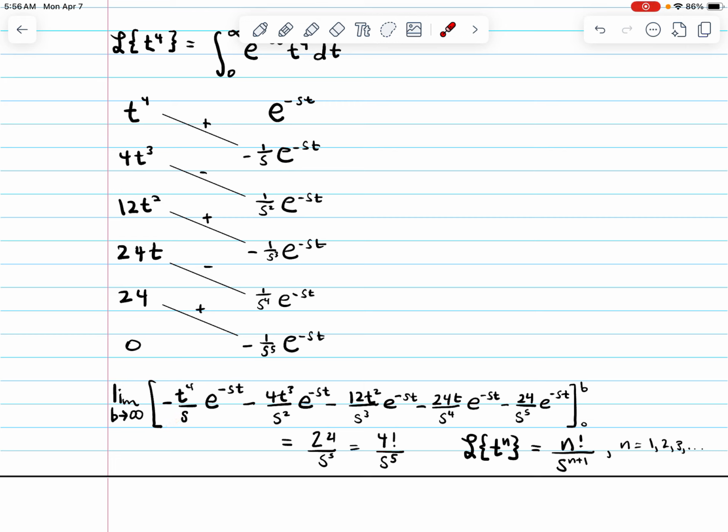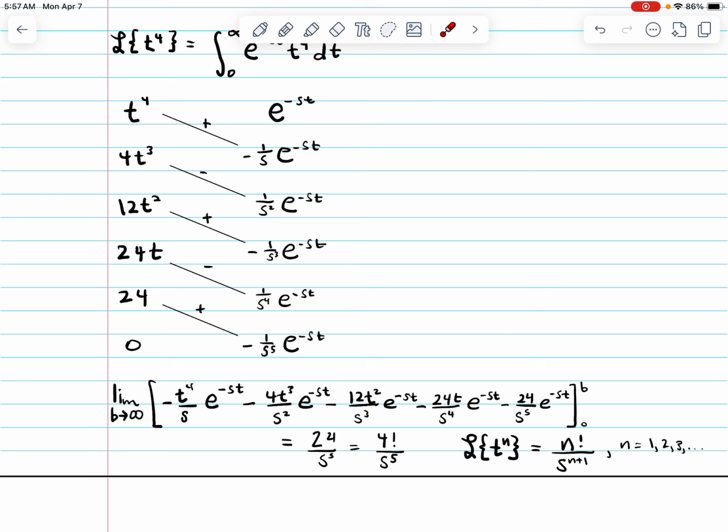Then we subtract off plugging in 0. Now when we plug in 0, this one goes to 0 because of the t. This one, and this one, and this one. The only one left standing is 24 over s to the fifth. When I just plug in a 0 for t, I'm going to get this. Now remember, we're subtracting, so this minus becomes a plus, and what I get is 24 over s to the fifth.